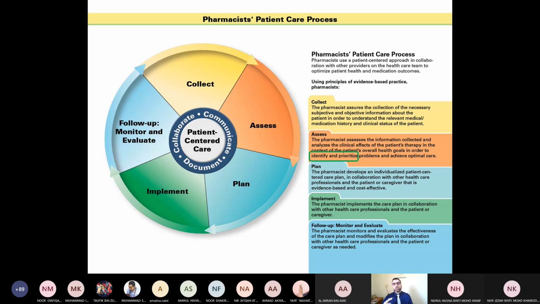If not, then you need to again assess why your goals weren't achieved. Is it because the patient is not compliant to the medication, for example? Is it because this medication is not effective or it's not enough, or the patient does not know how to use, for example, the asthma inhaler? So different reasons may lead to failure of treatment. Then again, you will collect the data, assess, plan, implement, and then monitor and evaluate. So this is in brief the pharmacist care process.